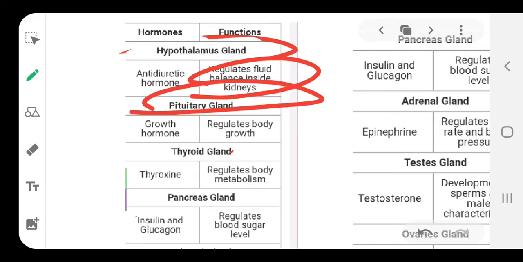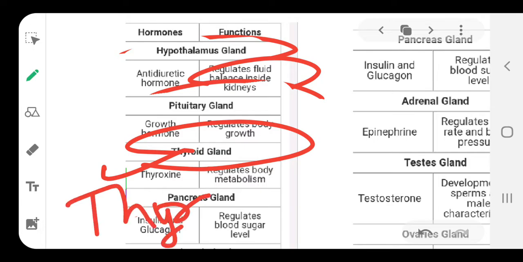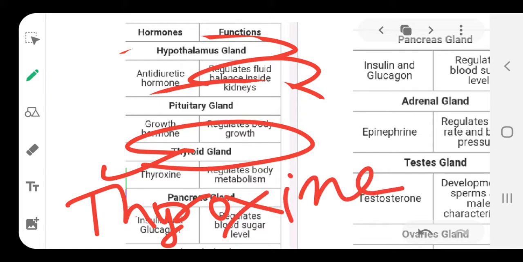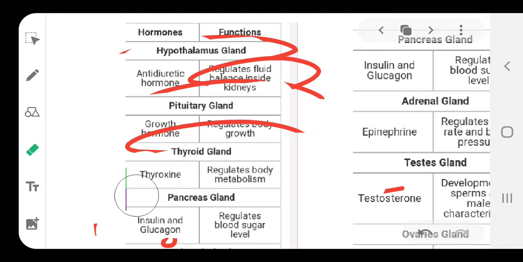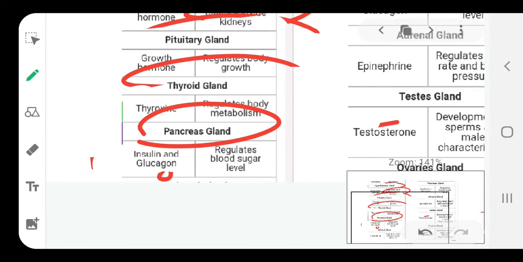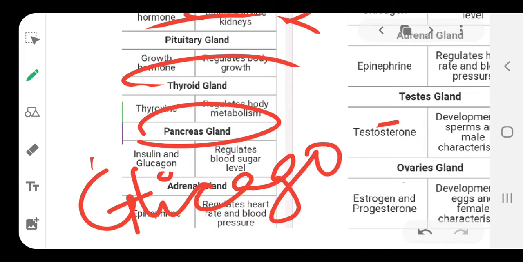Then the master gland called the pituitary gland, one of its functions is to release growth hormone, which of course regulates body growth. Then we have the third one, the thyroid gland. It makes the hormone called thyroxine. Some of you might have read the name thyroxine. We will study this in detail also. This thyroxine regulates the body metabolism. Then of course the pancreas. The pancreatic gland releases the hormone called insulin, the most important one, and glucagon.